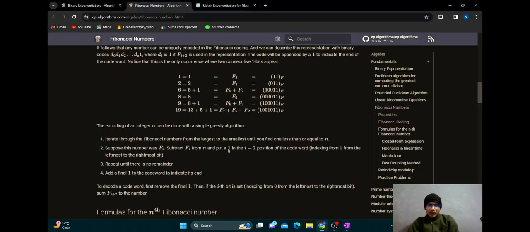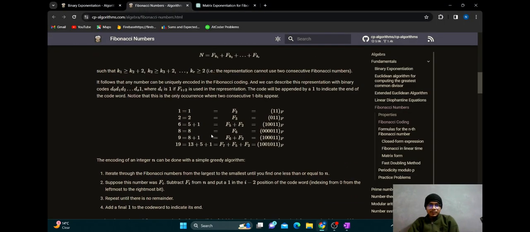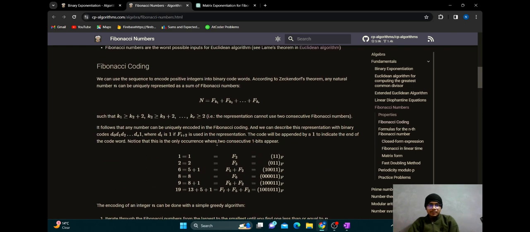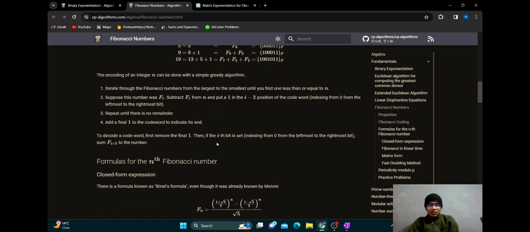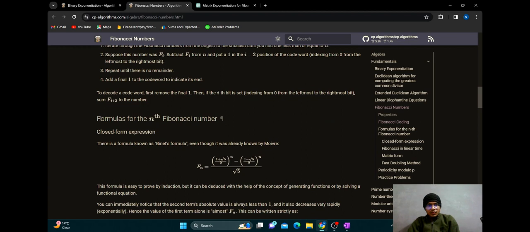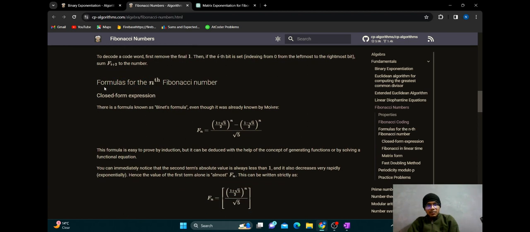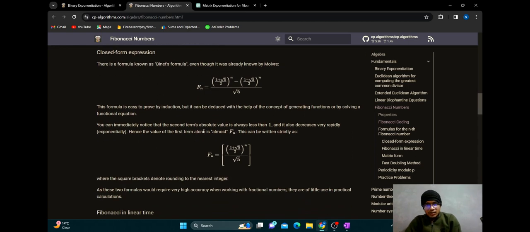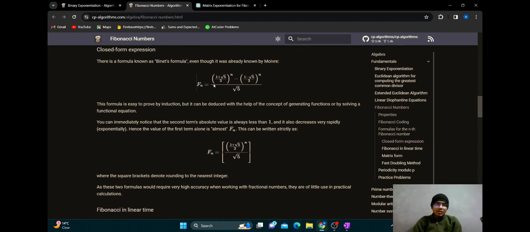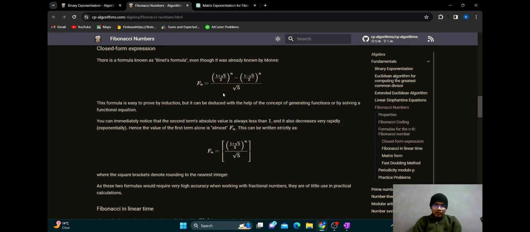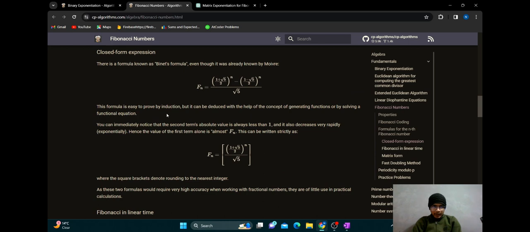That is one of the use cases of Fibonacci numbers, to encode a certain word. Now the formula for the nth Fibonacci number, the closed form expression, is also known as the Binet formula, even though it was already known to de Moivre. Fn equals this, 1 plus under root 5. This formula can be used to find the Fibonacci number.